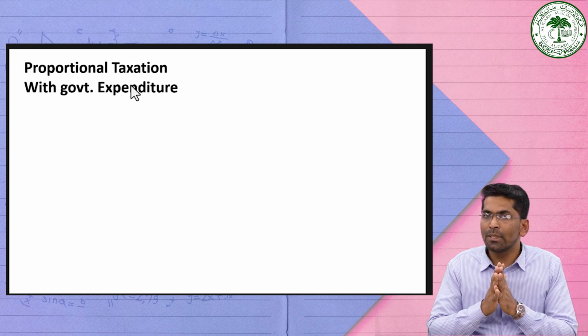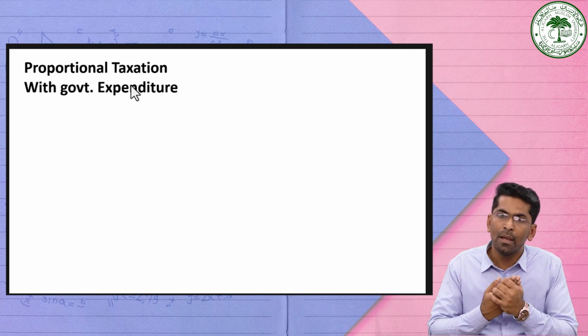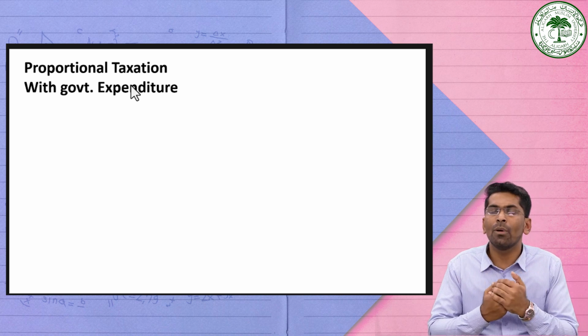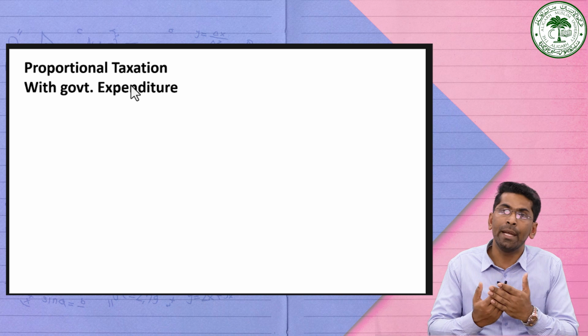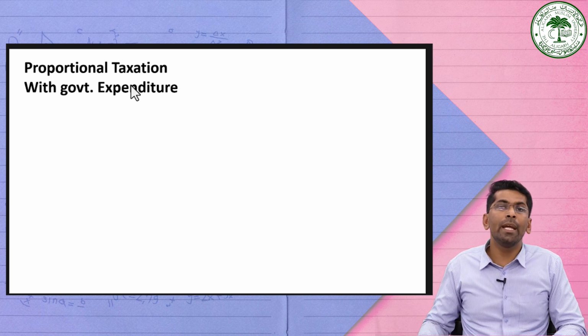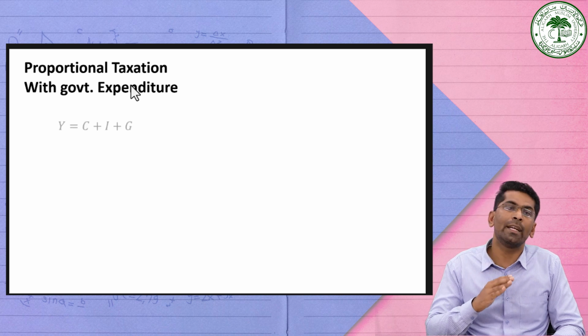In the case of lump sum taxes, we already said that it is independent of the level of income. But in the case of proportional taxes, of course, it depends upon the level of income. So it is in proportion to the level of income. Here we are incorporating government expenditure, and we are also introducing proportional taxation.